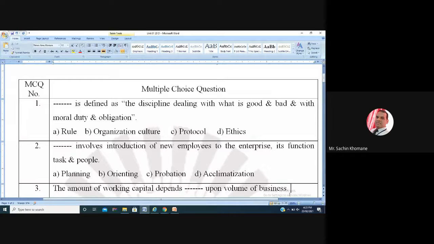His role is to introduce you to the enterprise, and he has to introduce what function is there, what task you have to do, and he has to introduce all people, team members. That activity happens whenever you join any organization. So can somebody put the option, at least after this discussion?